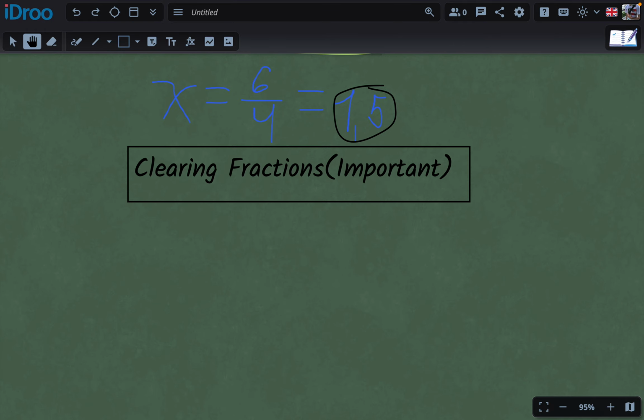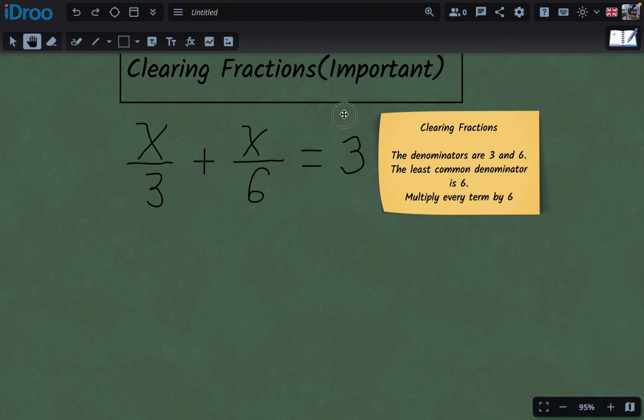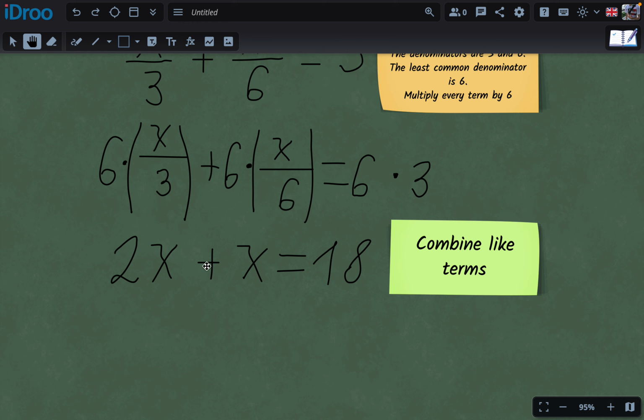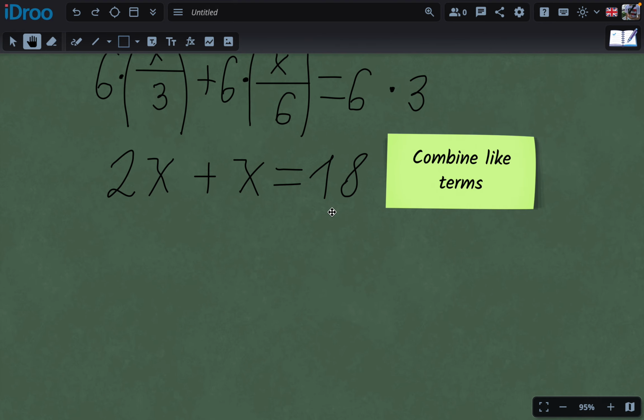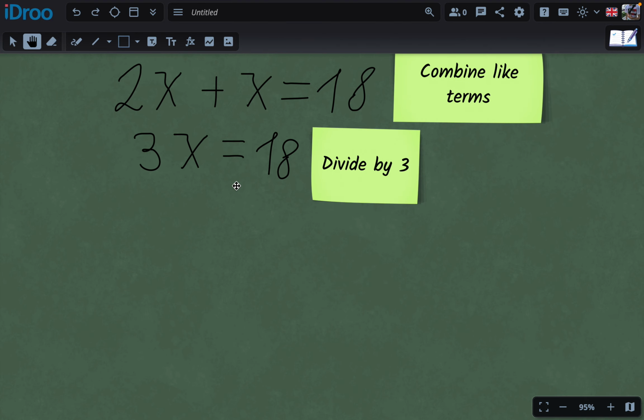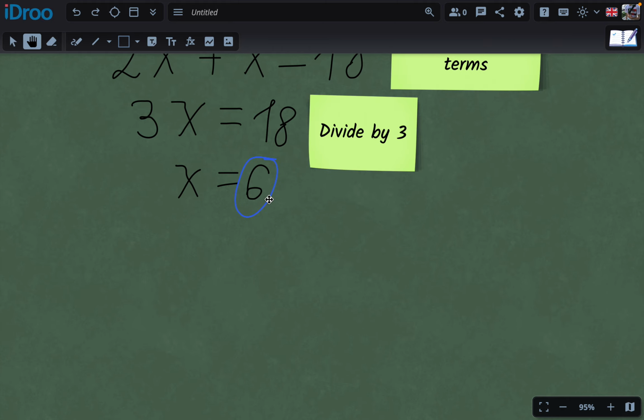So let's move on. Clearing fractions, really important idea. Sometimes equations look like this. Fractions can be annoying, so we clear them. The denominators are 3 and 6. The least common denominator is 6, so we multiply every term by 6. Here we get this. So after this, we get 2x plus x, which equals 18. So we combine like terms, and here we get 3x, and x equals 6 after dividing both sides by 3.